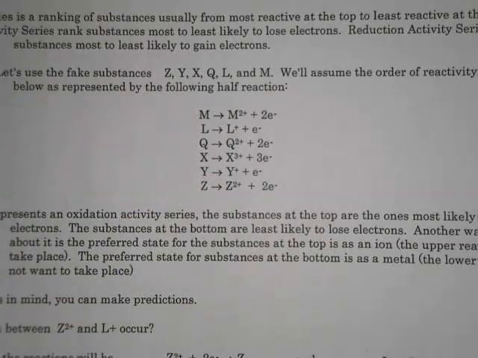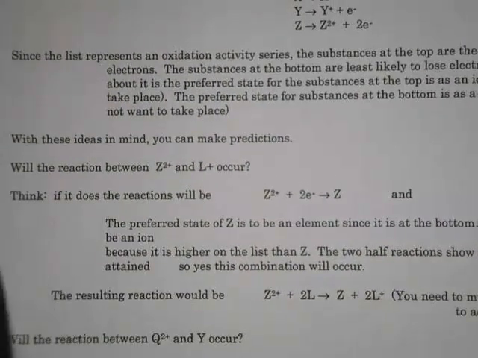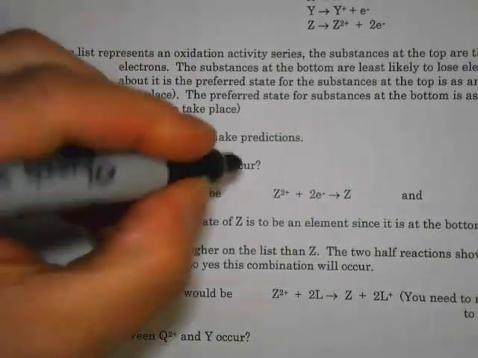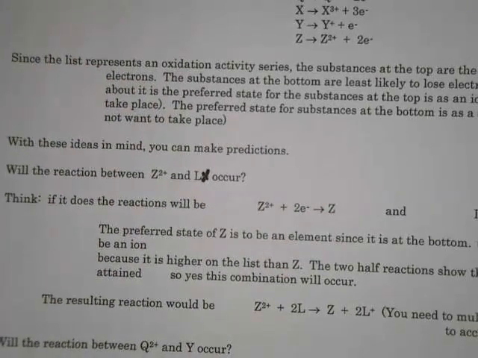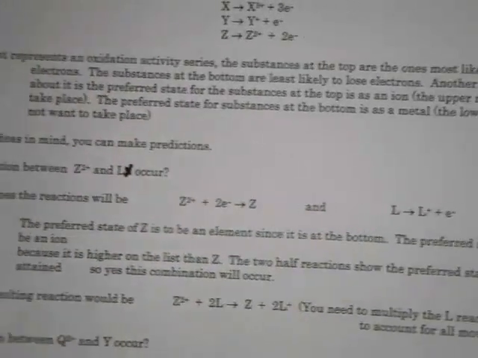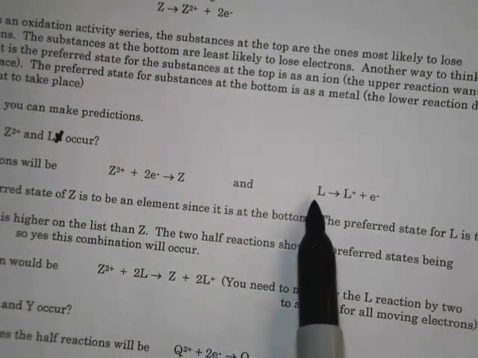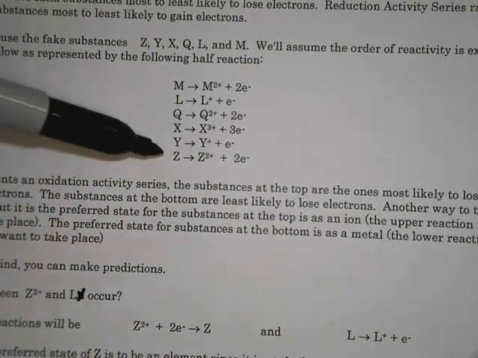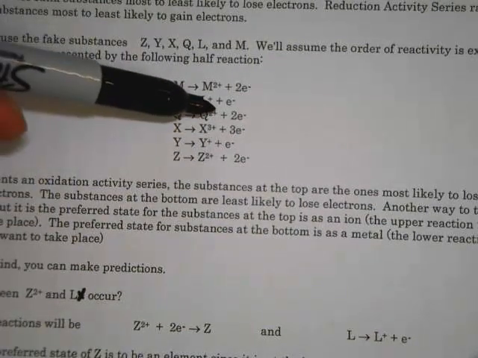So I've got some examples here to take a look at. The first example is taking a look at the reaction between Z2+ and L neutral. There shouldn't be a plus on the L. Okay, so one of them is an ion, one of them is a metal. What's going to happen? They're going to switch places, right? So Z2+ is going to gain electrons to become Z. L is going to lose electrons to become L+. And how do I know what the charges are? Well, I just looked up here in the activity series. Z goes to Z2+, L goes to L+.